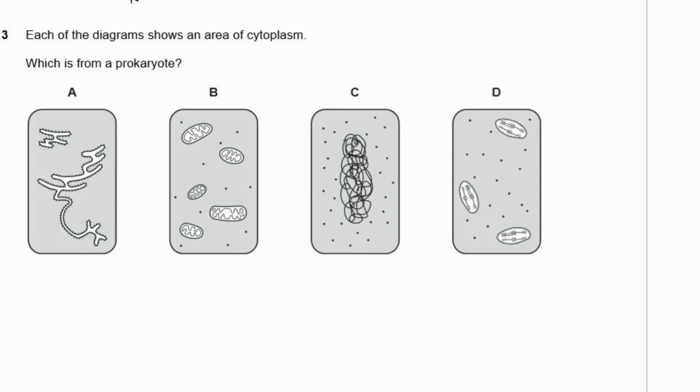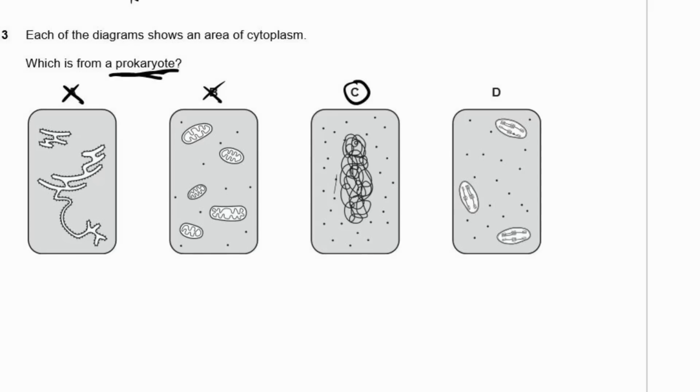All right. Question 3. Each of the diagrams shows an area of cytoplasm, which is from a prokaryote. Prokaryote meaning before a kernel, before a nucleus, and that means that none of the prokaryotic cells will have any membrane-bound organelles. So this is the endoplasmic reticulum, and that is an organelle bound by a membrane. It's not that. These are mitochondria. They're bound by membranes as well. This is just a bunch of DNA that is not bound by a membrane. So yes, it would be C.